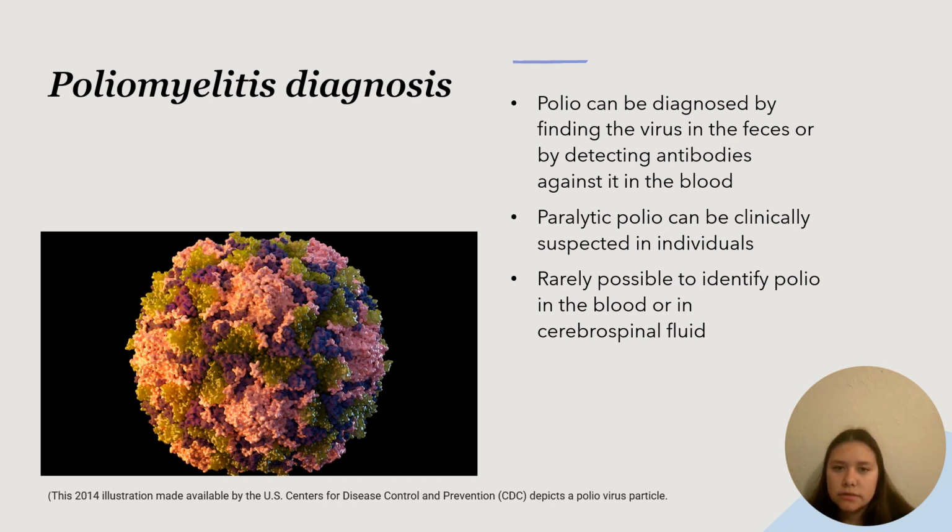For poliomyelitis diagnosis, polio can be diagnosed by finding the virus in the feces or by detecting antibodies against it in blood. These laboratory diagnoses can usually be done with a stool sample or with a pharynx swab, but it's important to remember that the virus will only be found in the throat or pharynx within the first week of illness. Paralytic polio can be clinically suspected in individuals who experience the acute onset of paralysis in one or more limbs with decreased or absent tendon reflexes. It's rarely possible to identify polio in the blood or in cerebrospinal fluid.